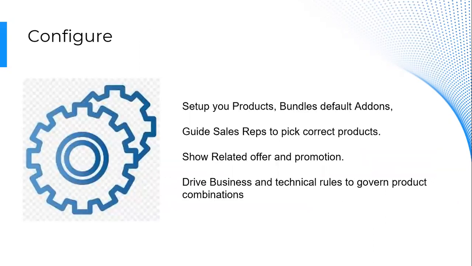Now, what does the Configure part of CPQ consist of? Using the Salesforce CPQ functionality, we can set up our products, bundles, and default add-ons. We can guide our sales reps to pick the correct product. We can show related offers and promotions at the time of quote creation. Also, we can drive our business logic and technical rules to govern the product combination, like product combination means selecting the correct products together.